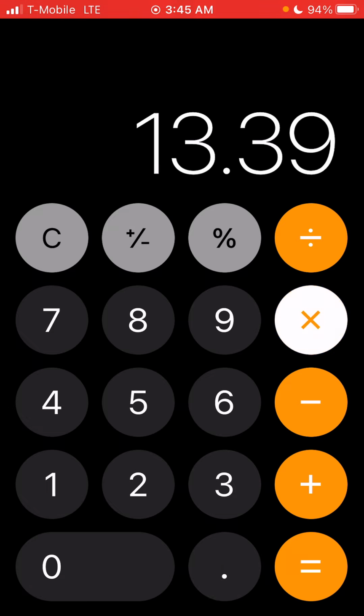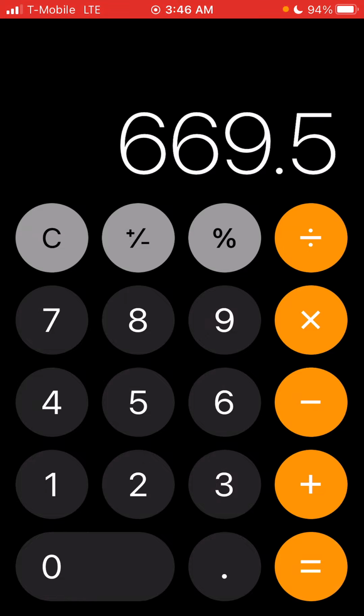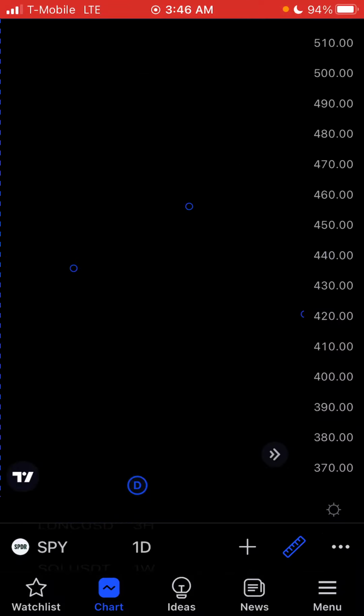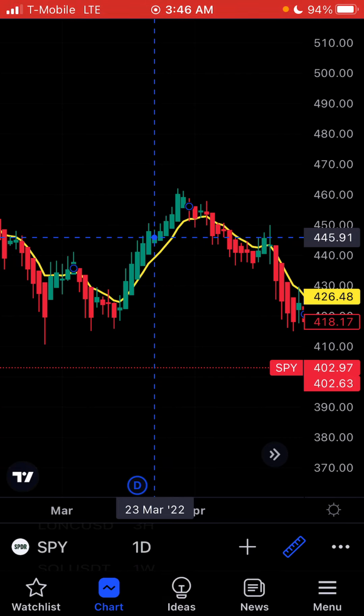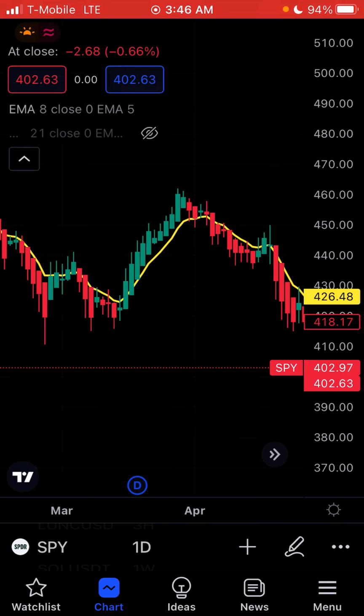13.39. And based on the data, I think you get around like $50 for every dollar that you're right, if I'm not mistaken. Just do your own research on that, but I'm just using this as an estimate. $669 in 7 days using options. Now you can use this to day trade, but you won't make as much.